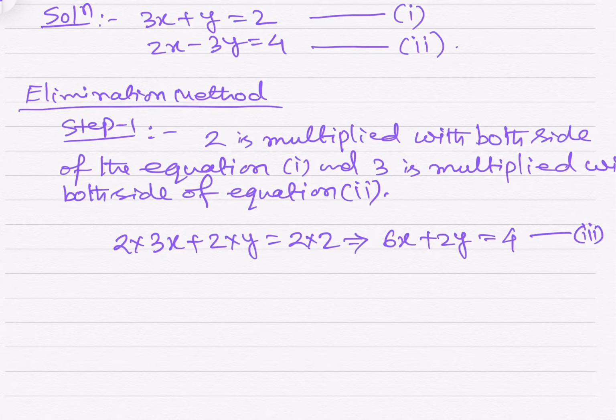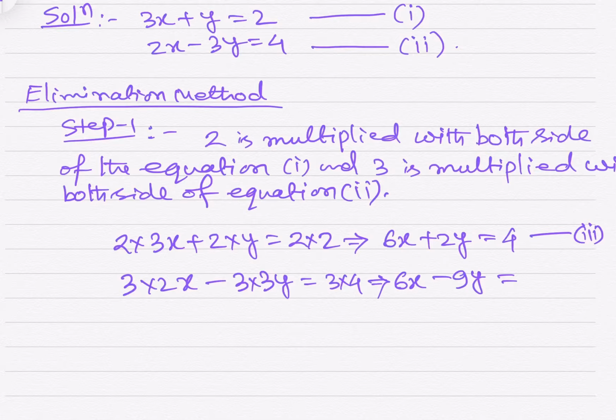Now for the second equation, we multiply 3 on both sides of the equation. So here 3 into 2x minus 3 into 3y equals 3 into 4. Now simplify. Here 3 into 2 is also 6x, minus 3 into 3 which is 9y, equals 3 into 4, which is 12. So this equation is named equation 4.